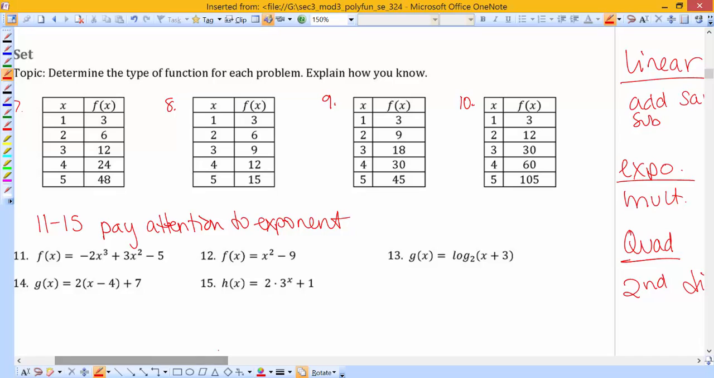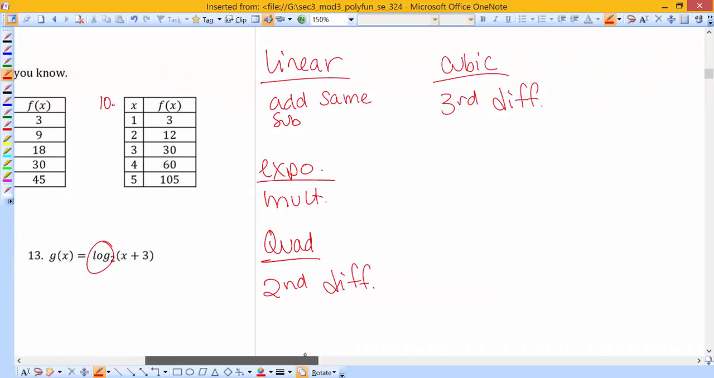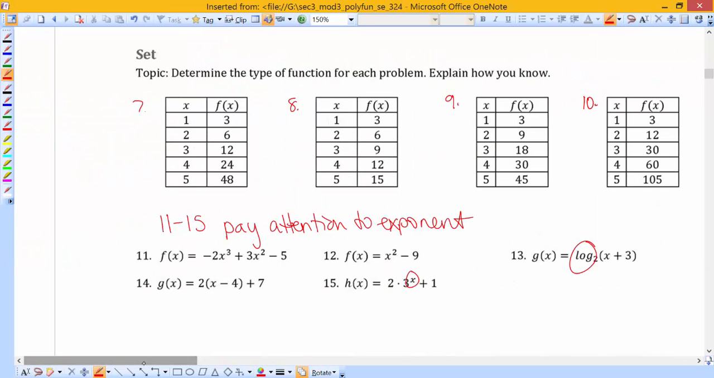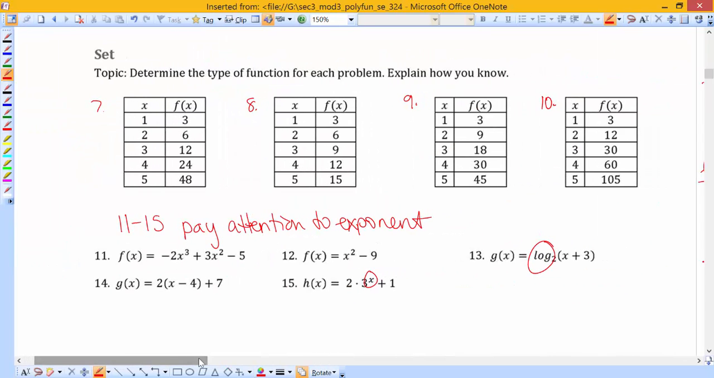So linear exponent is 1, quadratic exponent is 2, cubic exponent is 3, and so on and so forth. 13, here's your keyword in 13. That's going to tell you what type of function it is. 15, well, look where your variable is. Your variable is a blank. I'm not giving you that one. So once you figure out what the answer to that is, then you'll be able to identify what type of function. Your answer's somewhere over here. Okay. That wraps up the set.